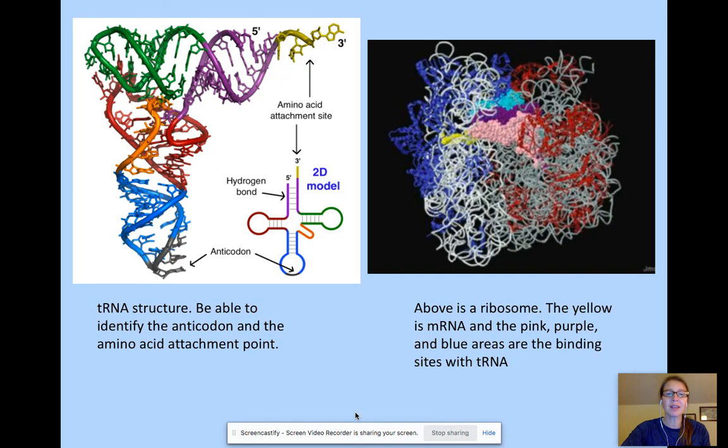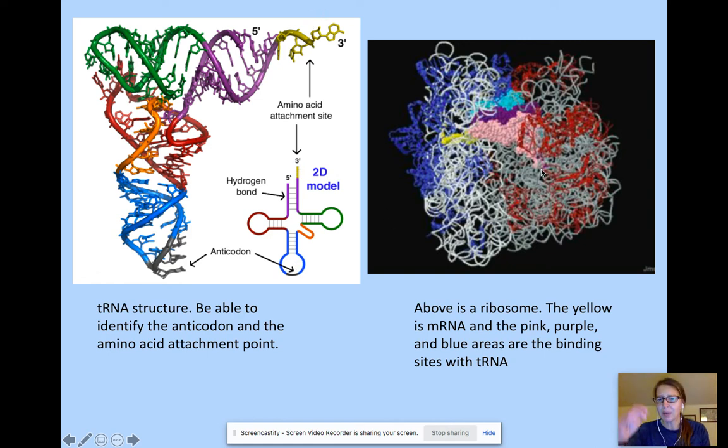And I think the very last thing I want to touch on in this video is that you should be able to recognize a tRNA. It's not really a micrograph, but using molecular visualization software. This is what tRNA looks like with molecular visualization software, and you should be able to identify the part where the anticodon is and the part where the amino acid attachment site would be. This is a cartoon model of it with the anticodon and the attachment site. So you should recognize that.